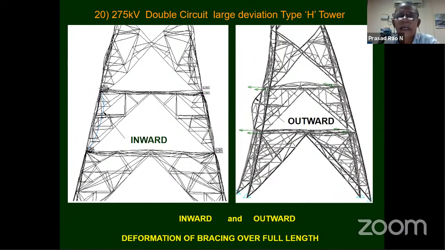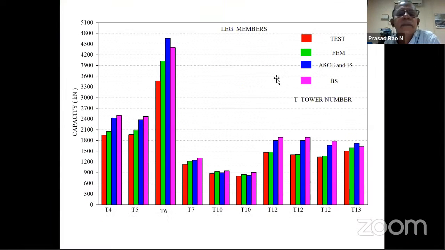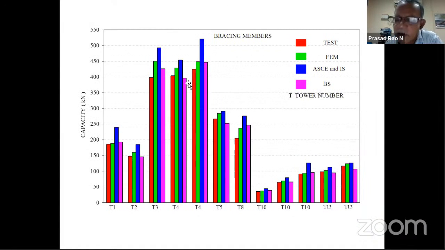So this is the final comparison. See leg members. If you see leg members, ASCE and IS code are very close to the capacity. If you go to the bracing member, BS predicts very well compared to IS and ASCE. Okay, with that I will close.